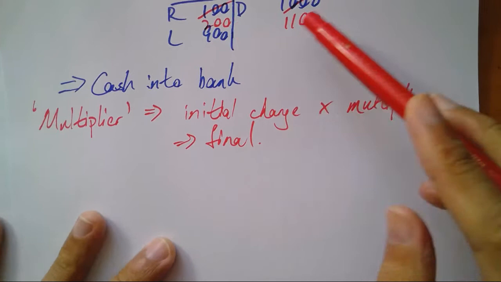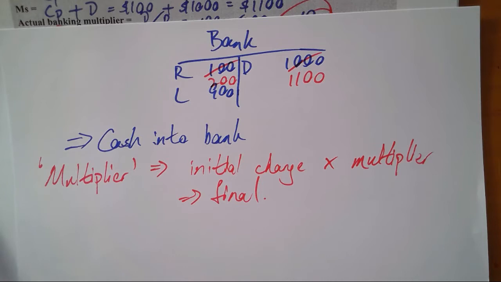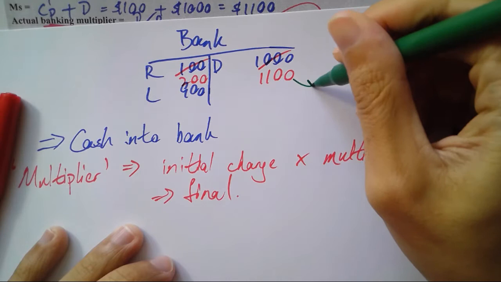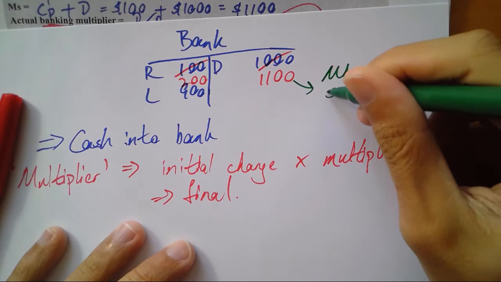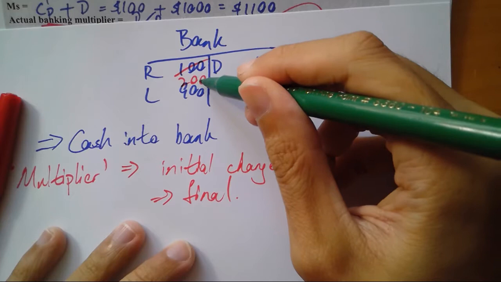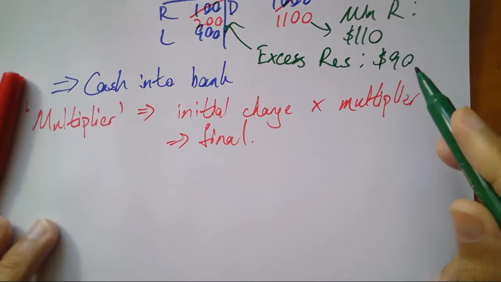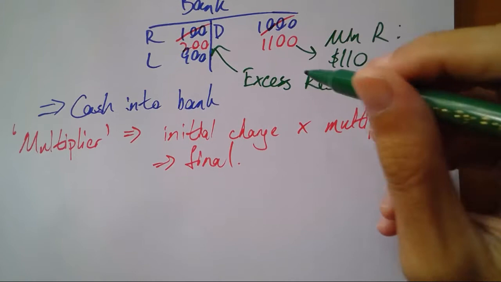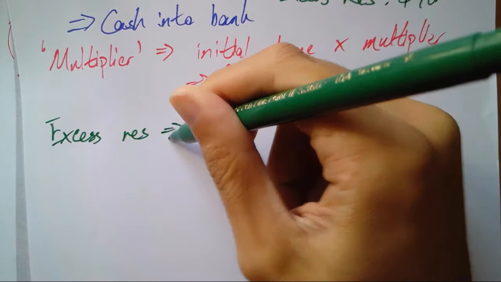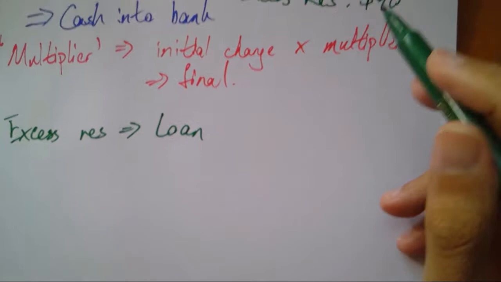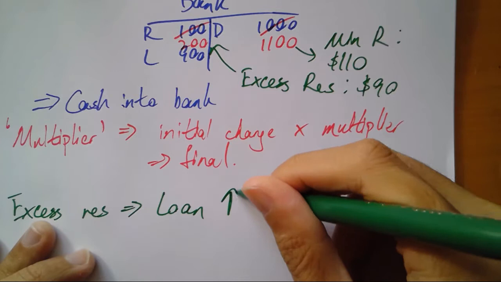Now let's see what happens here. Look here. Immediately, we will have some excess reserve. Why? Think about it. The minimum reserve required is only 110, 10% of 1,100, right? Versus this, do you see? We actually have excess reserve of $90. So now we have an extra $90 of excess reserve. Therefore, excess reserve becomes loans. What happens? The first immediate change in loans would be an increase by 90 immediately.